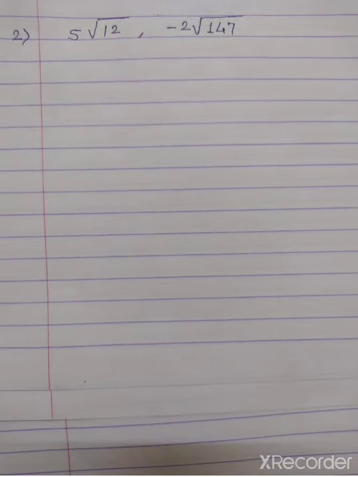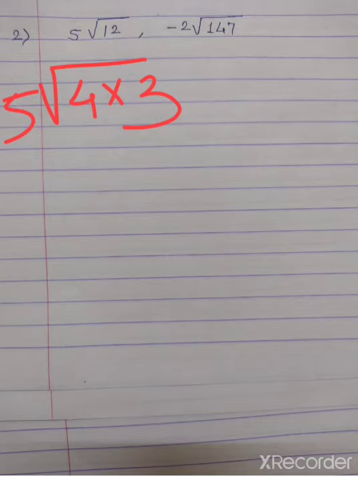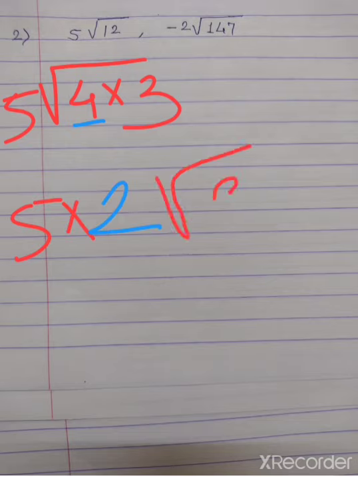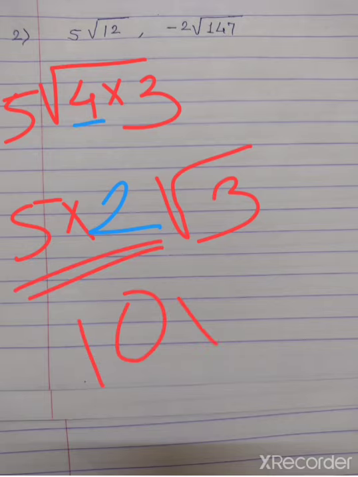Let us see one more example. Here the example comes with the plus and minus symbol and with some coefficients also. First convert this root 12 only. Here 5 is already outside. You can convert this 12 in the form of 4 times 3. Now take this 4 outside. When it comes out, it will become 2, and in the radicand sign 3. So this answer is equal to 10 root 3.